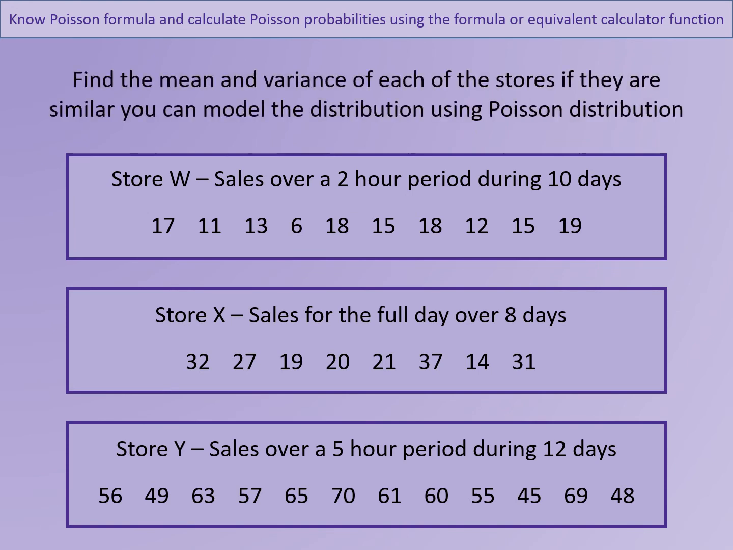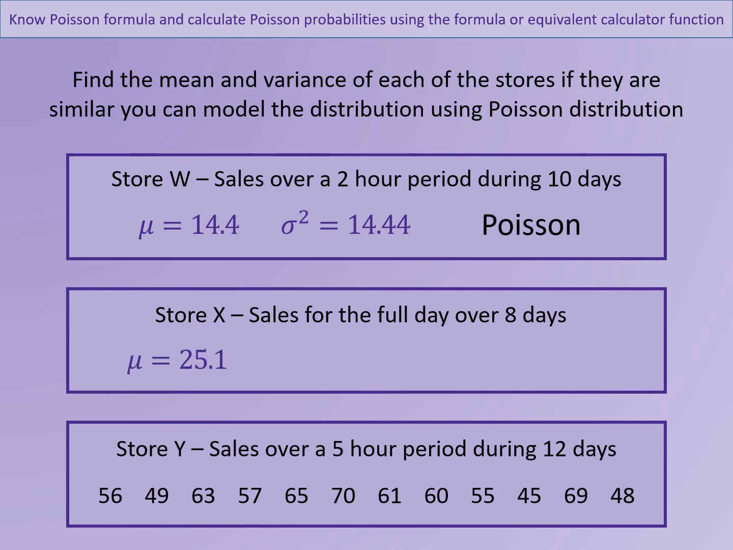First of all, we can calculate the mean and the variance for each of these sets of data. Pause the slide and calculate those now. So we find that for store W, the mean is 14.4 and the variance is 14.44. This suggests that we could use a Poisson distribution because the mean and the variance are very similar. In store X, we get a mean of 25.1 and a variance of 53.9. These are not similar, so Poisson distribution would not be a suitable model here.